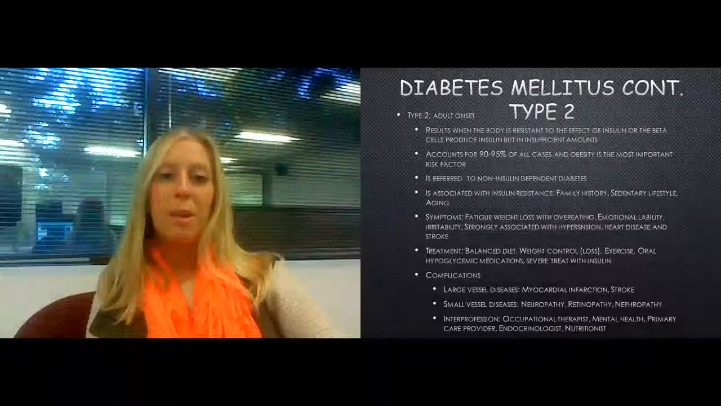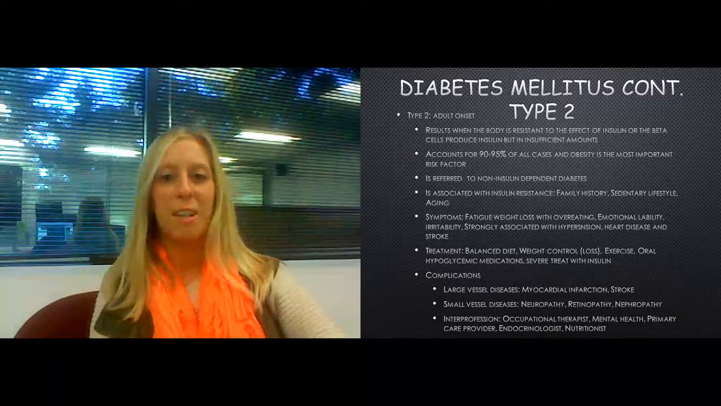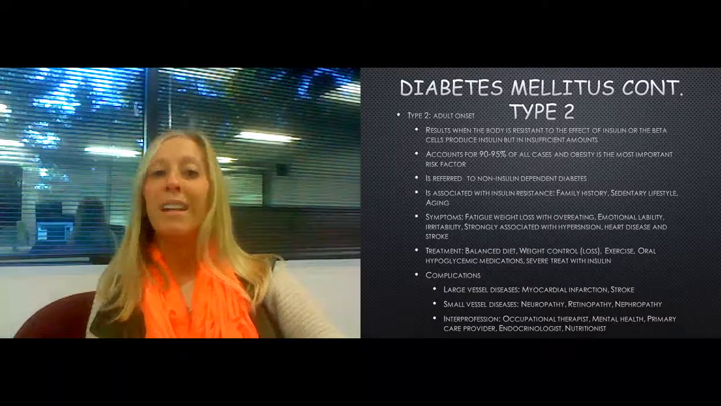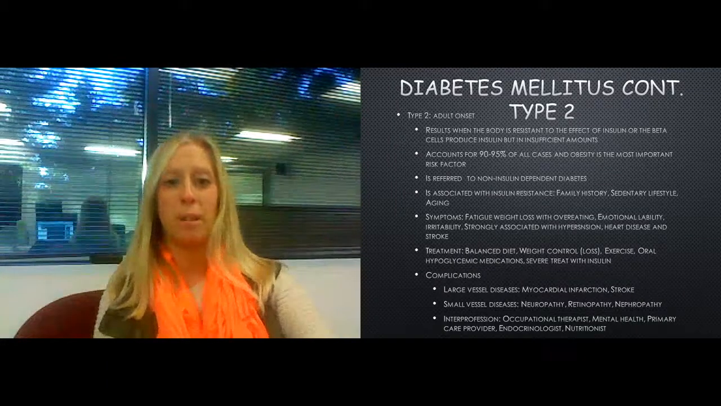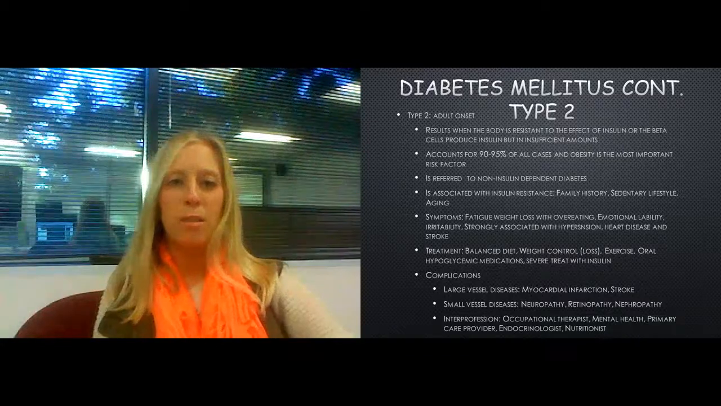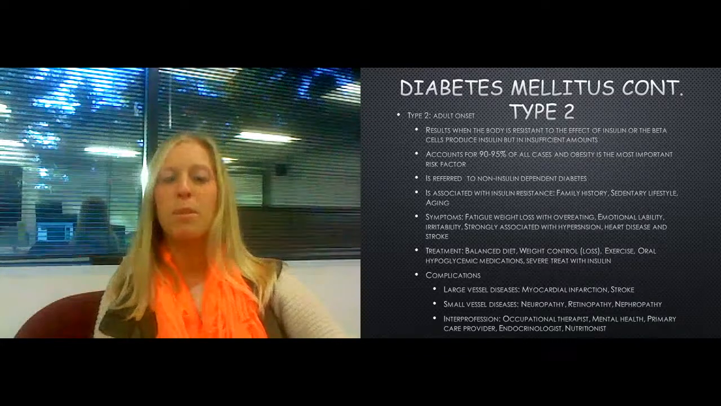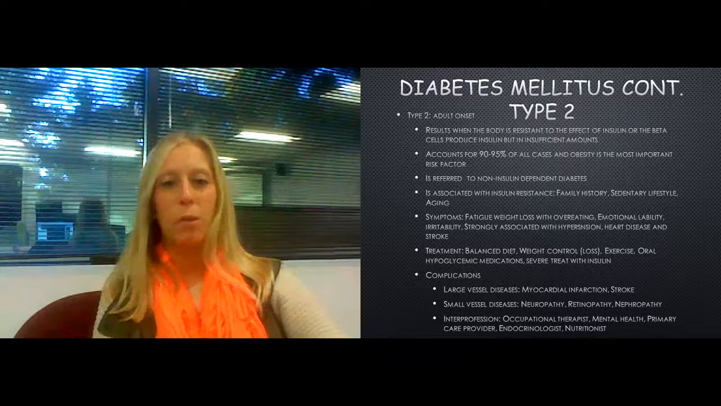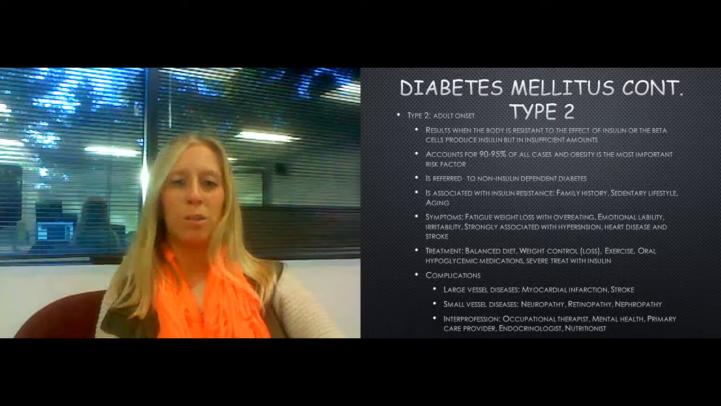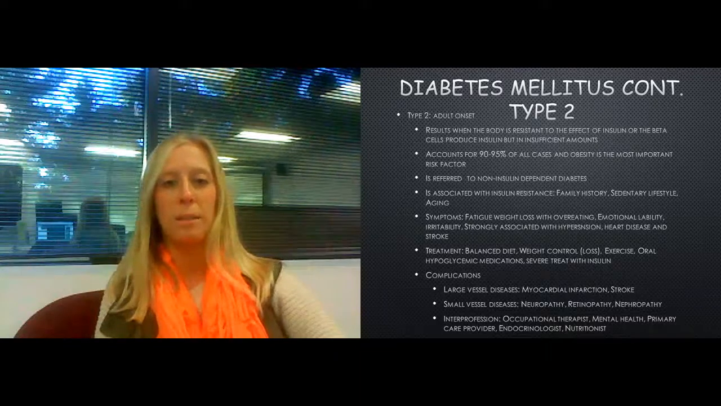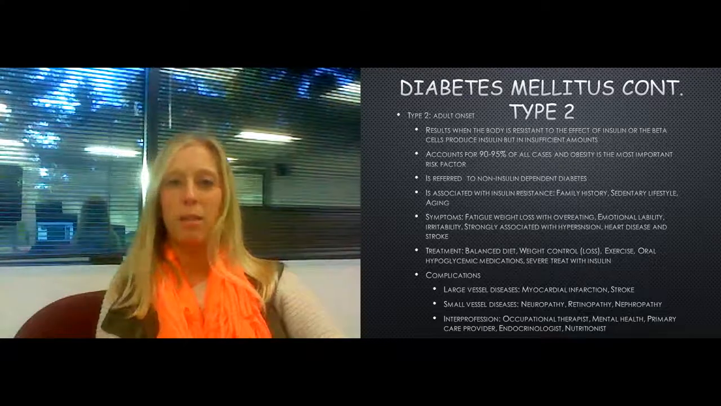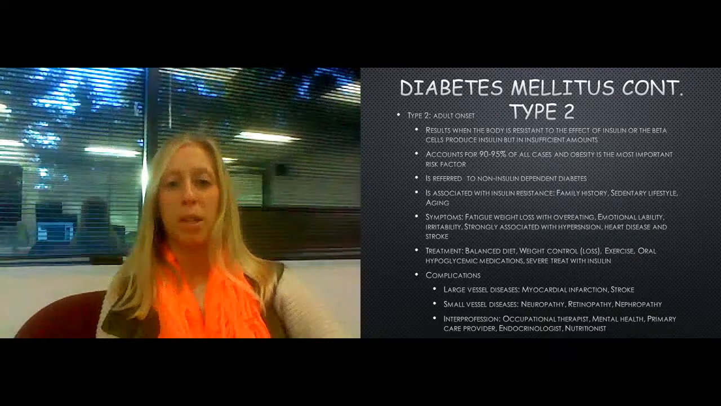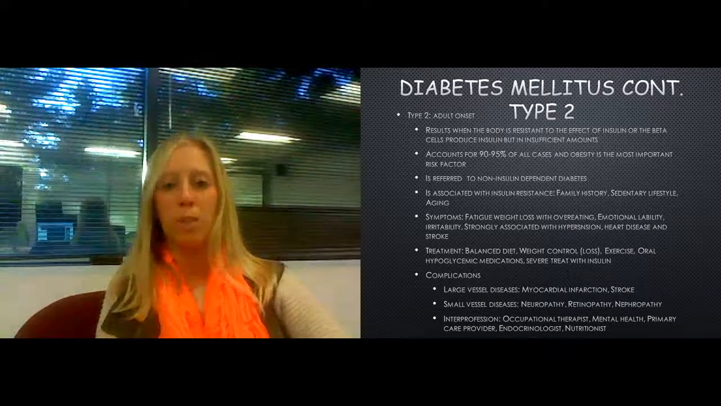So type 2 diabetes results when the body is resistant to the effect of insulin, and it accounts for 90 to 95% of all cases, and obesity is the most important risk factor. It is referred to as non-insulin dependent diabetes. So some symptoms are fatigue, weight loss with overeating, and emotional lability, irritability, and it is strongly associated with hypertension and heart disease. Some treatment is balanced diet, weight control, exercise, and then some different types of medications, and if it's severe, you have to treat with insulin.